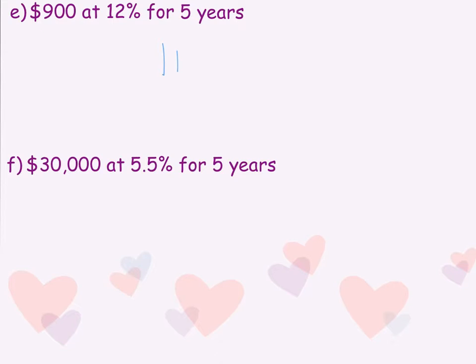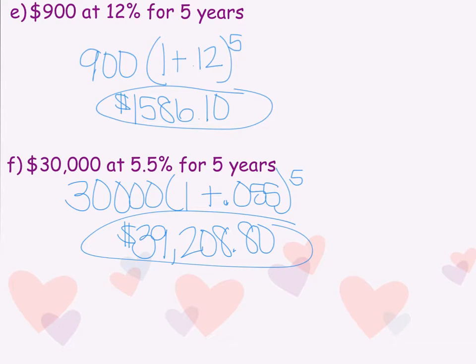All right, I would like you guys to go ahead and try these 2 problems here for me. When everyone's done, go ahead and press play, and we'll see if we agree with the answers or not. All right, on the first one, you should have ended up with $1,586.10. One thing to be careful with is make sure that your percent is 0.12, because when you move the decimal point 2 places to the front, it becomes that 0.12.